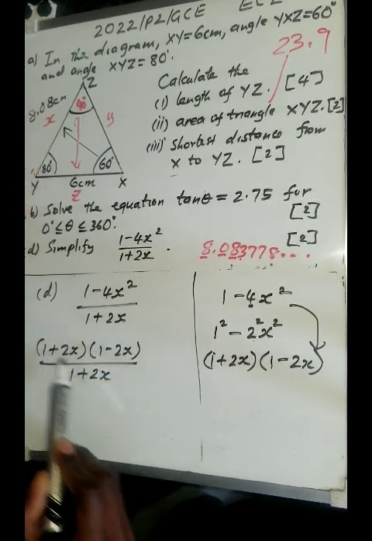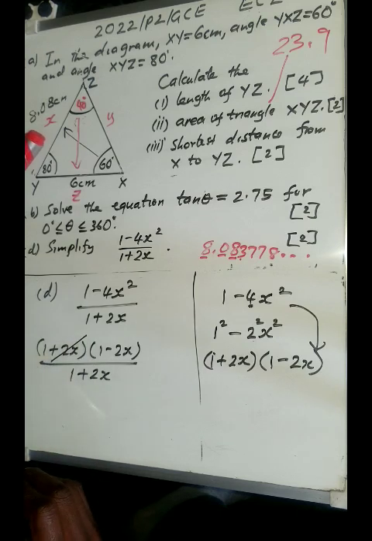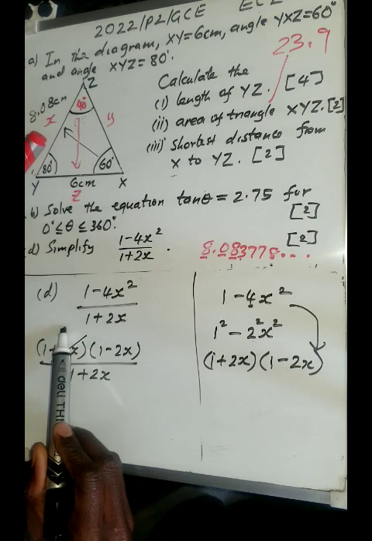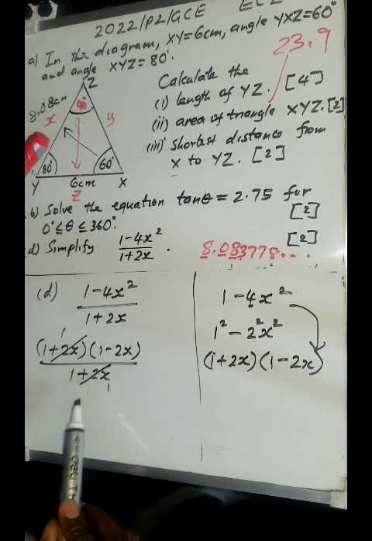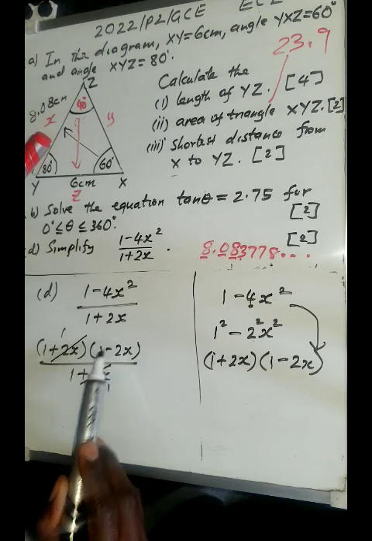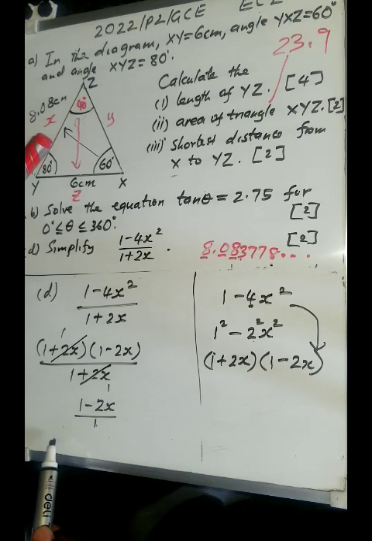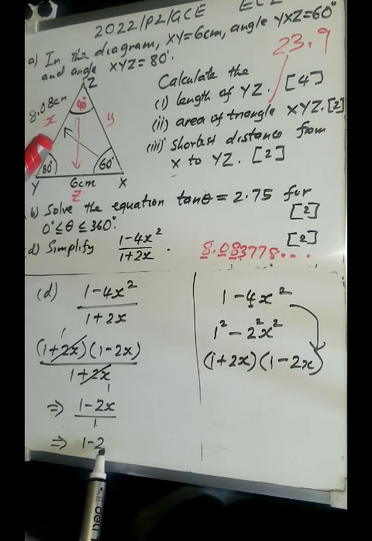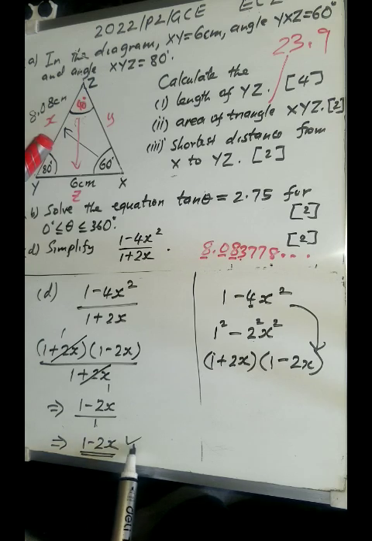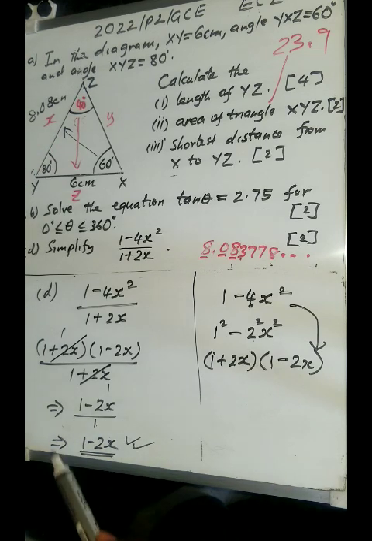Now you can see, is there anything that can cancel? Yes, 1 plus 2x there will cancel, give me 1, and there it will give me 1. So what do I remain with? You are going to remain with 1 minus 2x over 1. When 1 goes there, definitely it is going to give you 1 minus 2x. So that is the simplification. That's the final answer that you get.